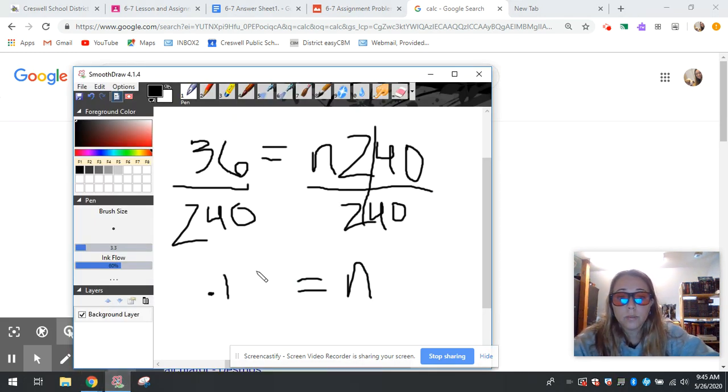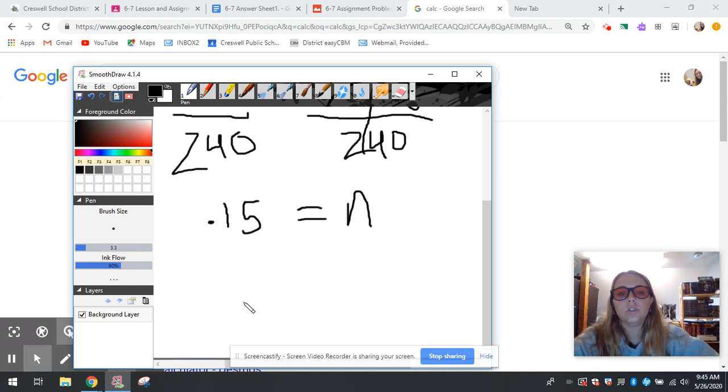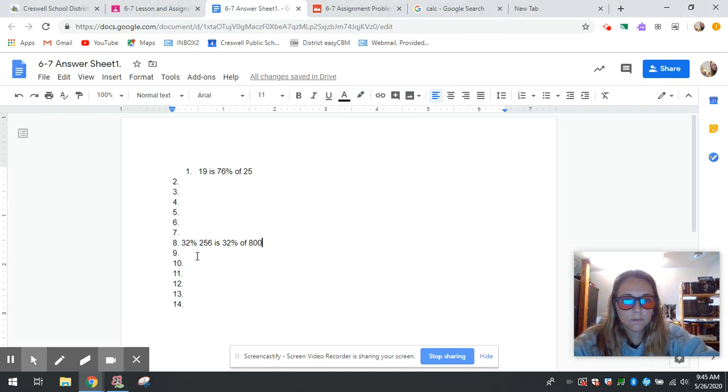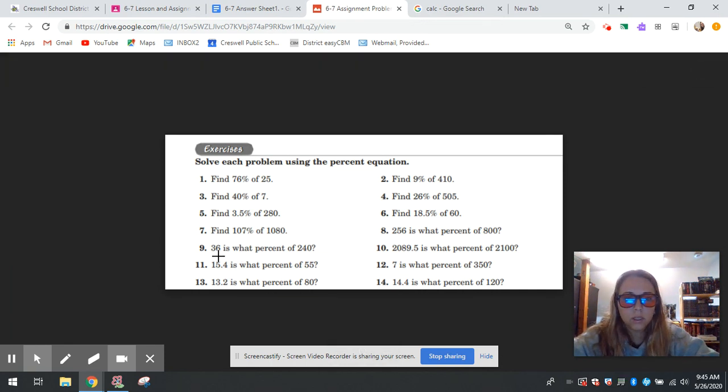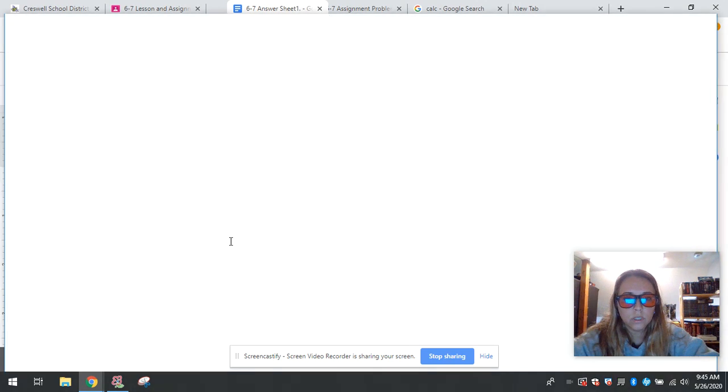But it asks us what percent, not what decimal. And so let's just switch this to a percentage. 0.15 means 15 out of 100 in decimal form. 15 out of 100 written in percentage form would just be 15%, because percents are out of 100. So for my answer sheet, I'll write 15%, or if I want to go above and beyond, I'll say 36 is 15% of 240.